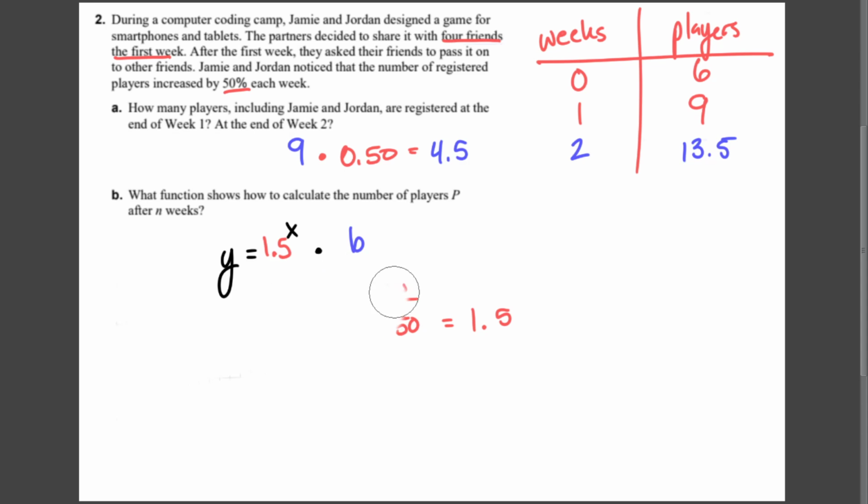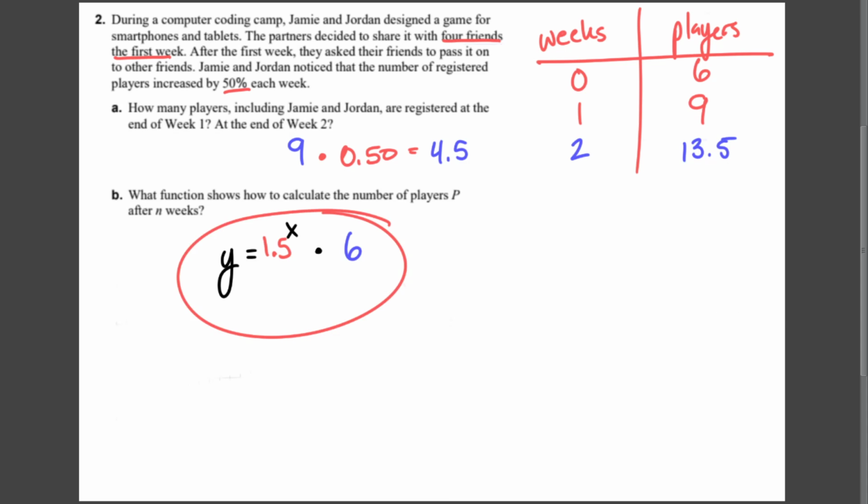Removing all this stuff. Now we can look at B. This is our y-intercept, and honestly, we've actually already done this work. We just need to find out where, when weeks is equal to 0, how many players did we have? 6. So instead of a B, and it's going to look really similar, this is now a 6. And there's our equation. Ta-da!